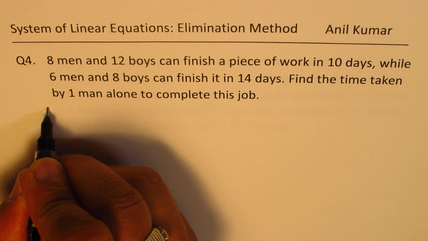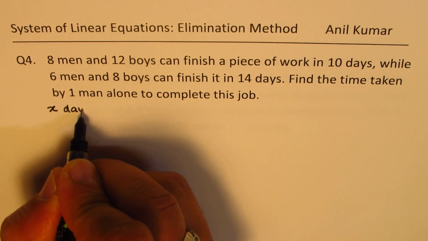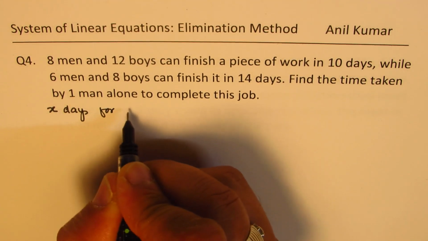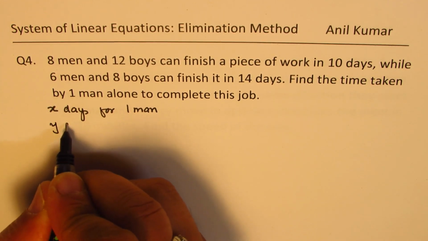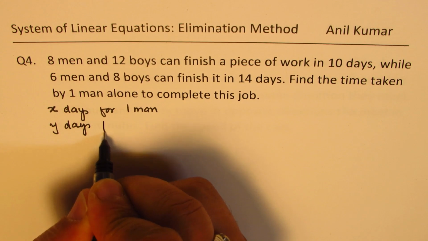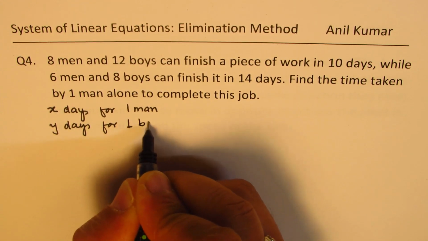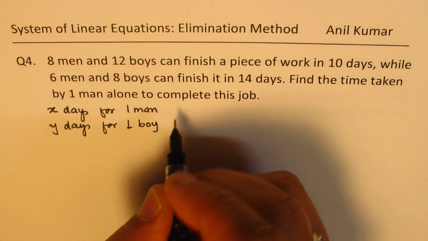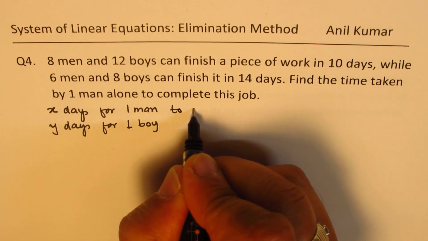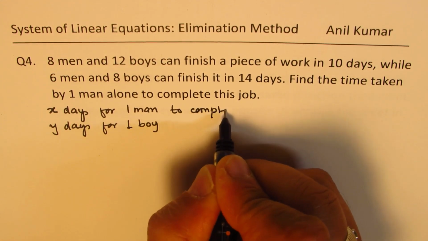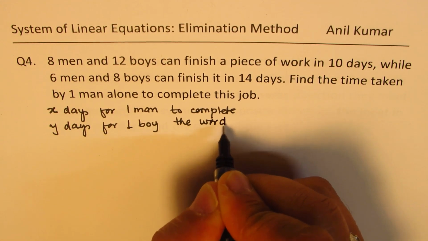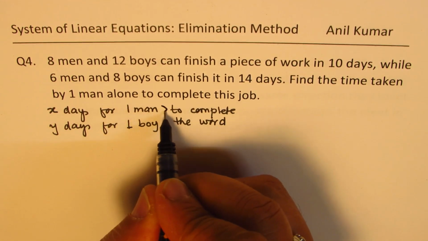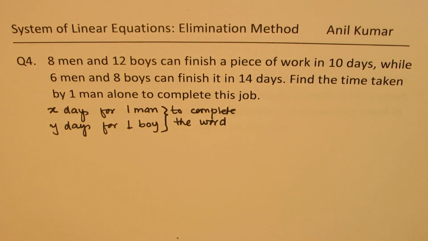So let it be x days. So x days for a person alone, right? Or we can say y days for 1 boy, right? To complete the job. Right, so these are the variables defined.